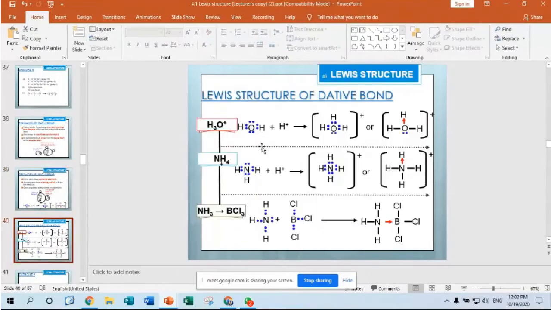So these are the examples: hydroxonium ion, ammonia boron chloride. Remember, you must show this lone pair shared to this empty orbital, so form the coordinate bond. Must show. Oxygen ni membahagi 2 electron bagi hydrogen.